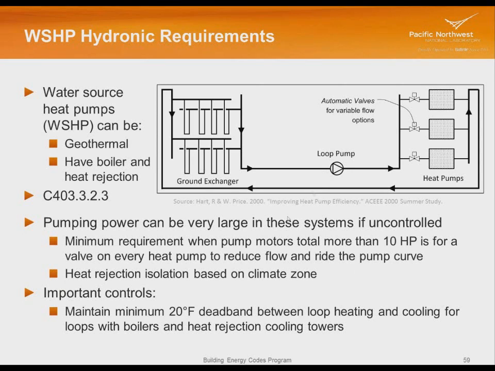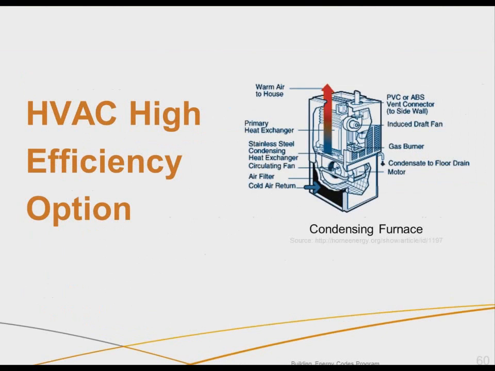Also not so important for a geothermal, but for the standard unit with a boiler and tower, we need to control this system so we have at least a 20-degree deadband between the loop heating and cooling set points, because these heat pumps can operate over a pretty wide range of loop water temperatures. So we don't want that too tight, so that we can allow this recovery from one zone to the other to occur. And that's it on heat pumps. There's more information in the code about that. We covered that one pretty quickly.